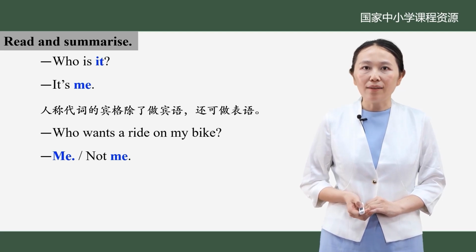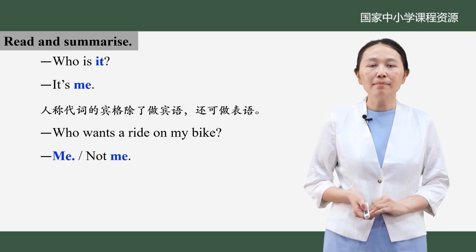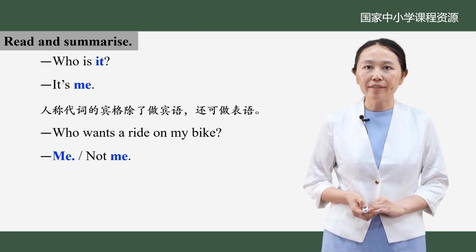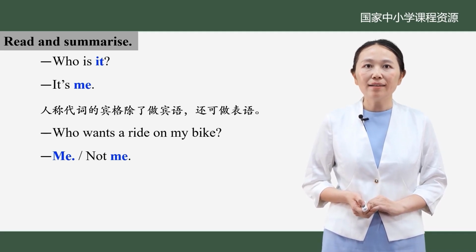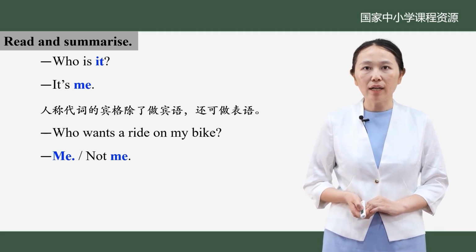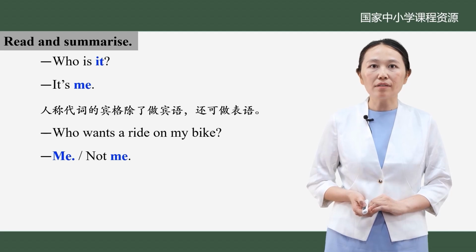Look at this dialogue. Who wants a ride on my bike? Me or not me? Here, me works as a subject. That is to say, in some cases, the objective personal pronoun can also work as a subject, especially me, but the subjective form cannot appear alone or be after the word not.